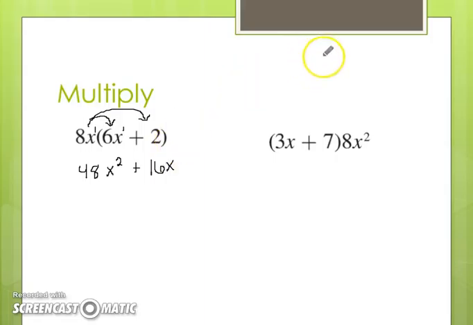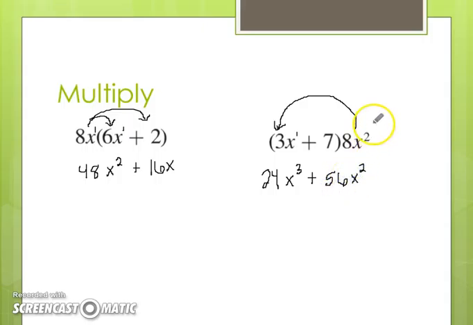Now this last one is written a little bit differently. You can leave it the way it is or rewrite it, but you're still multiplying through that 8x squared times both terms. So 8x squared times the first term, 8 times 3 is 24. X to the first times x squared, you end up with x cubed. And then 8 times 7 is 56, and then x squared.